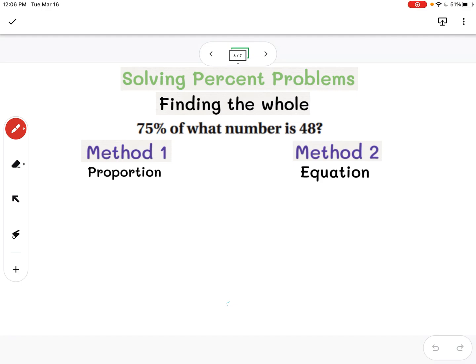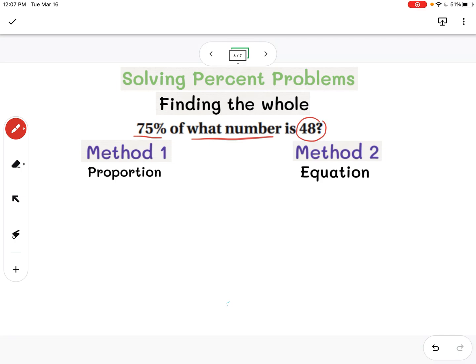All right, last one, solving percent problems, but this time finding the whole. All right, so 75% of what number is 48? In this case, we're finding the whole. We're trying to find 75% of what number is 48.